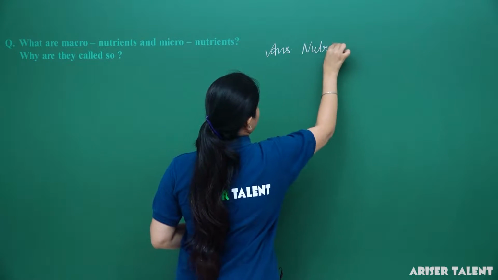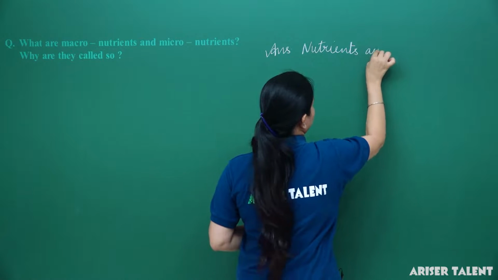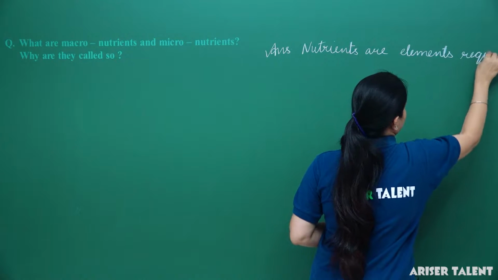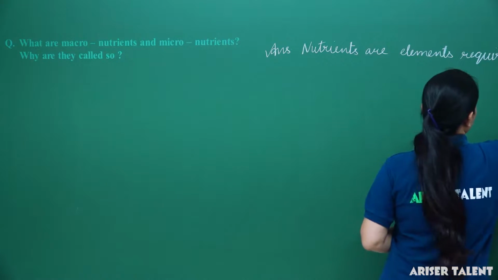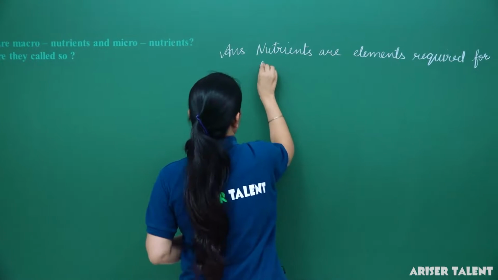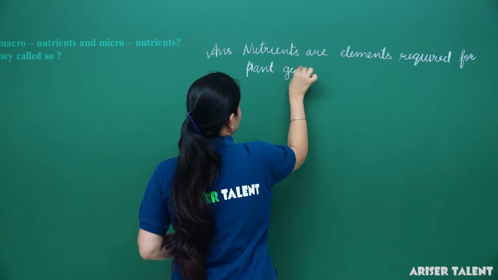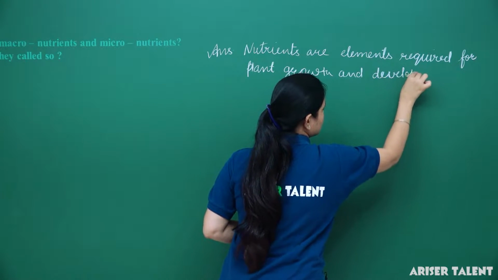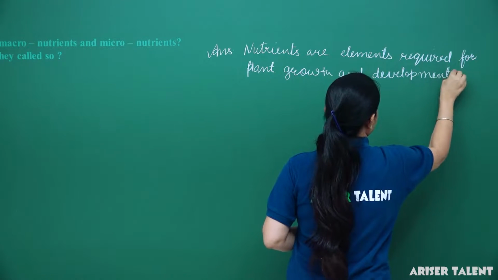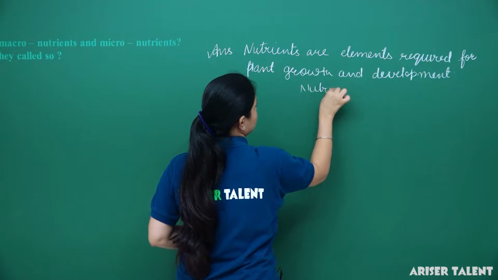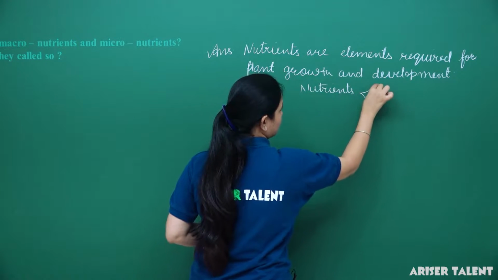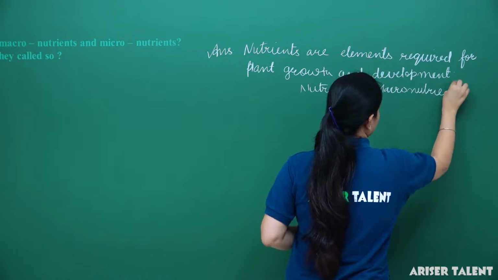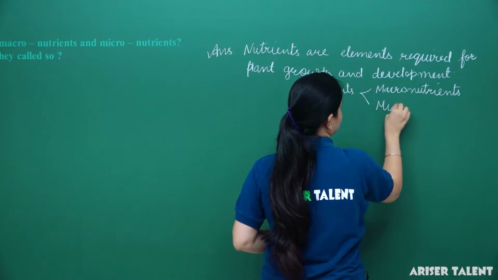Nutrients are elements required for plant growth and development. Okay. Generally, nutrients are of two types: macronutrients and micronutrients.